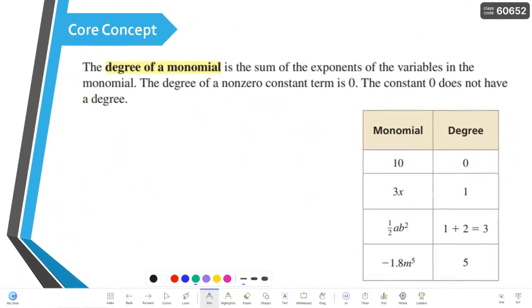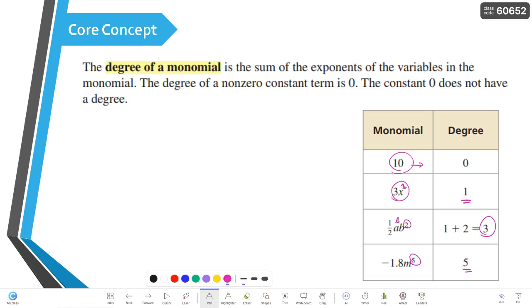One more thing we need to understand is the degree of any monomial. The degree of a monomial is the sum of the exponents of the variables. Any number except 0 has a degree of 0. So any constant is considered to have a degree of 0, except 0 itself, which doesn't have any degree. Since we have only one variable here and it has an exponent of 1, this is the first degree. Here, a has an exponent of 1 and b has an exponent of 2, so we add the exponents together to find the degree, so this is the third degree. And here, since the variable has an exponent of 5, this is the fifth degree.